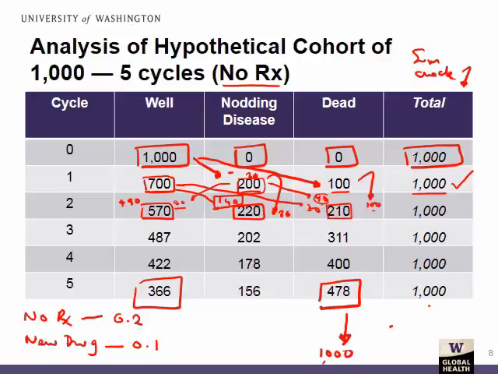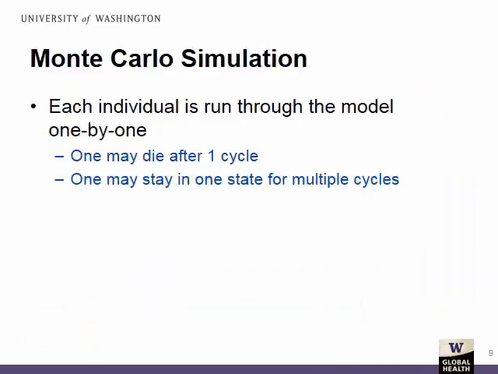Now, as you can see, what I've just gone through for a single cycle, if you have more states and you have more probabilities to deal with, it can be computationally difficult, and that's why we use Excel or other software like TreeAge to do Markov models. And we're going to Monte Carlo simulation.